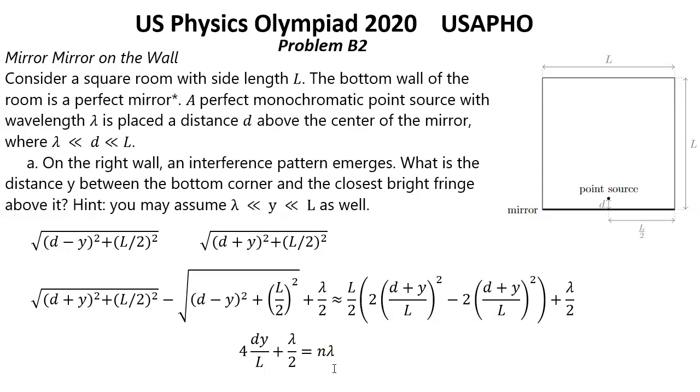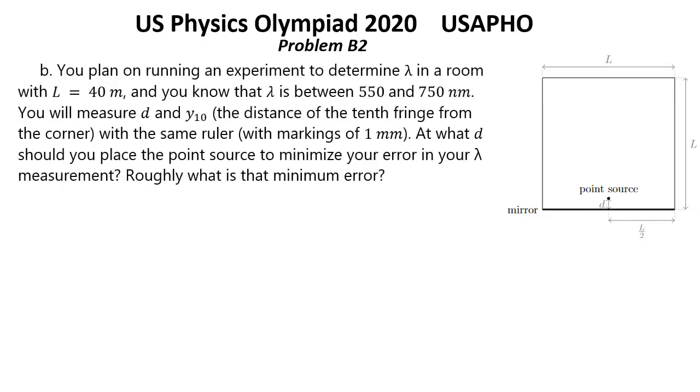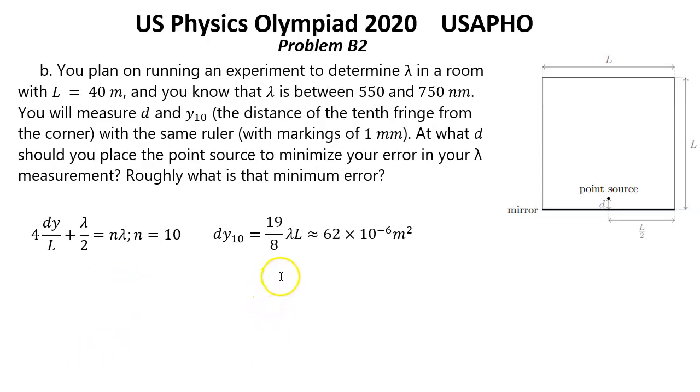Substituting n equal 1 gives us y equal lambda L over 8d, which is the answer for question A. Solution for question B. From a previous question we can write that 4 d y over L plus lambda over 2 equal n lambda. In our case n equal 10, it means that d multiplied by y10 equal 19 over 8 lambda L.